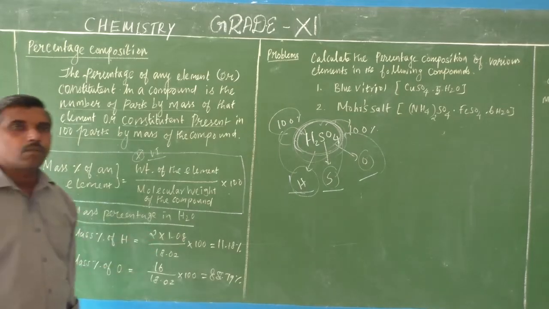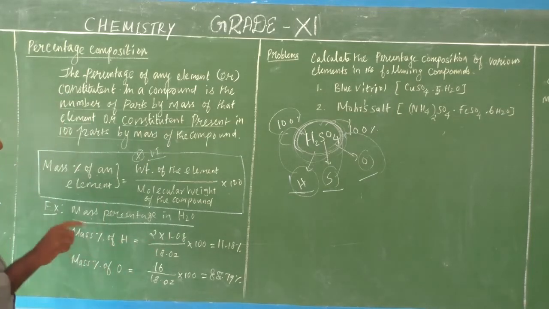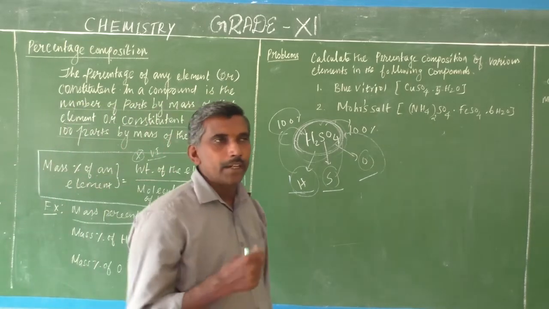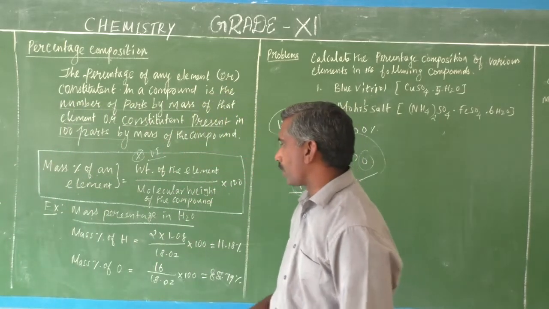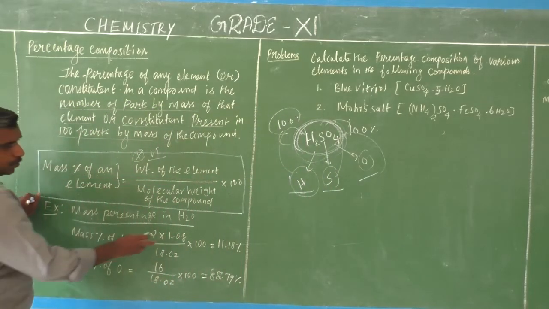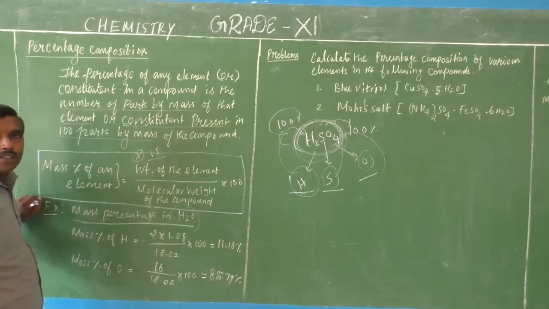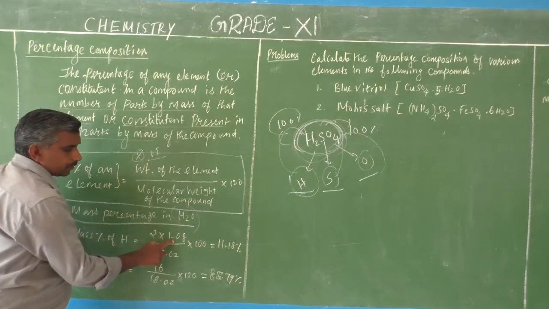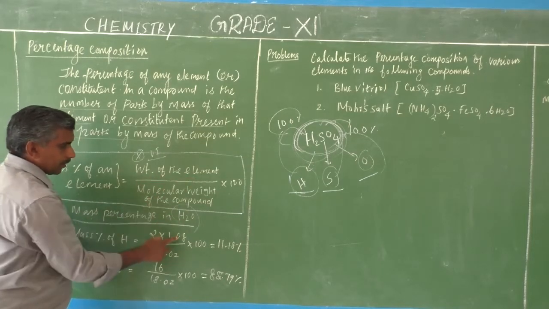Now one example, a great example: mass percentage in a water molecule. We find the mass percentage of hydrogen in the water molecule and the oxygen percentage in the water molecule. Now first, mass percentage of hydrogen. In this water molecule, how many hydrogen atoms are present? 2 hydrogen atoms. That is a 2. Weight of the hydrogen, that is the weight of the element.